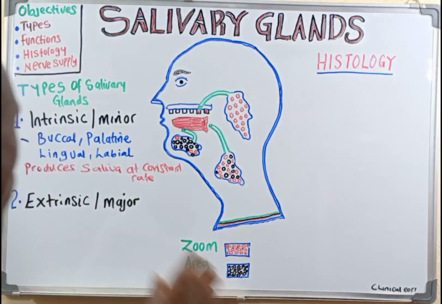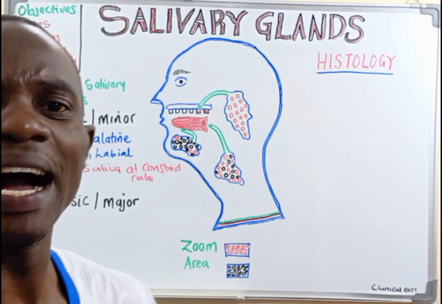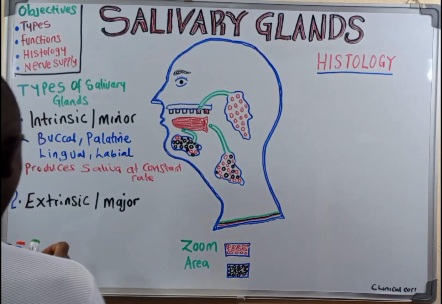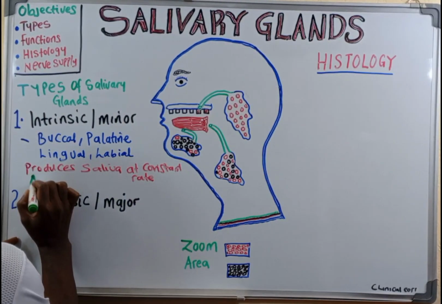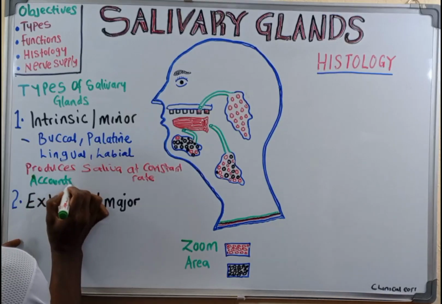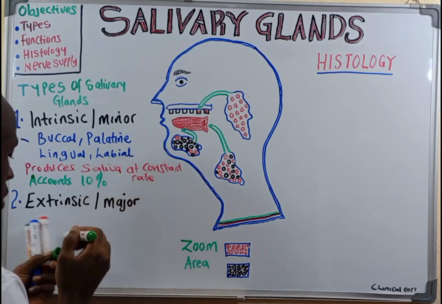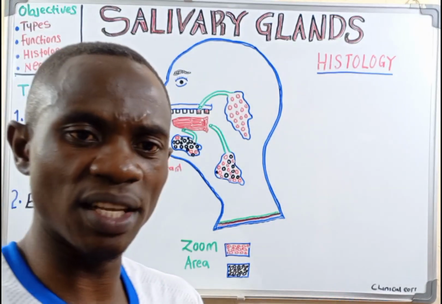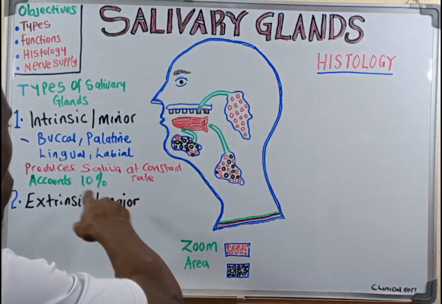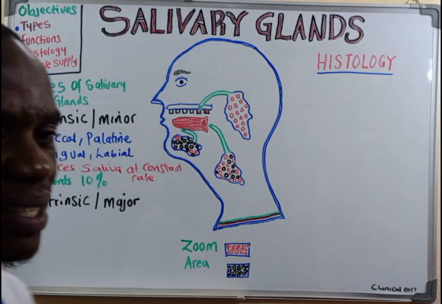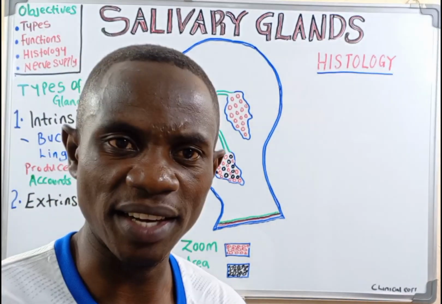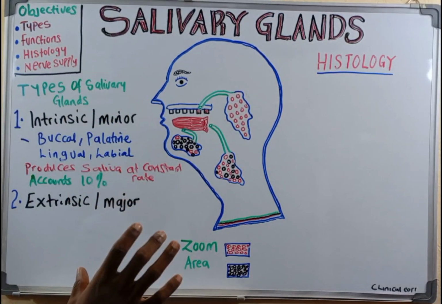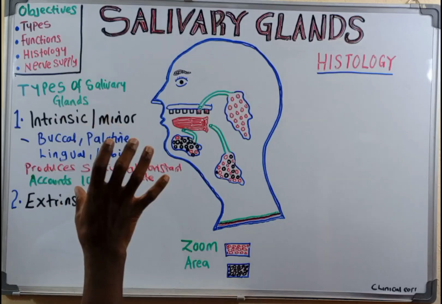The saliva coming from the intrinsic salivary glands accounts for approximately 10% of the entire saliva secretions. So if you extract the saliva within the oral cavity, only 10% comes from the intrinsic, or minor, salivary glands. That is the case for the intrinsic or minor salivary glands, which are located inside the oral cavity.